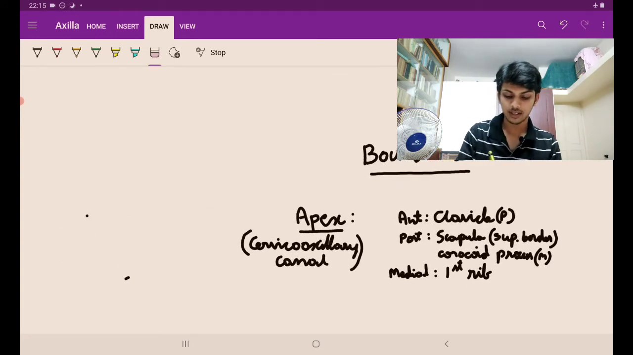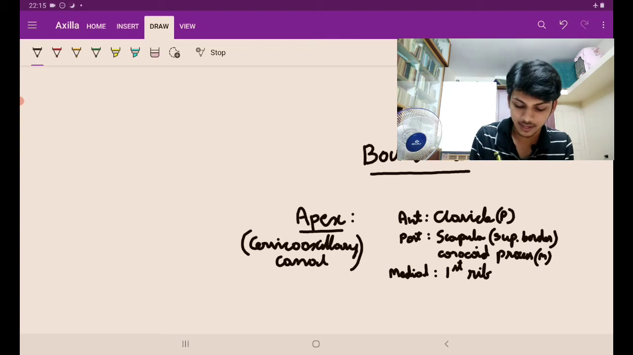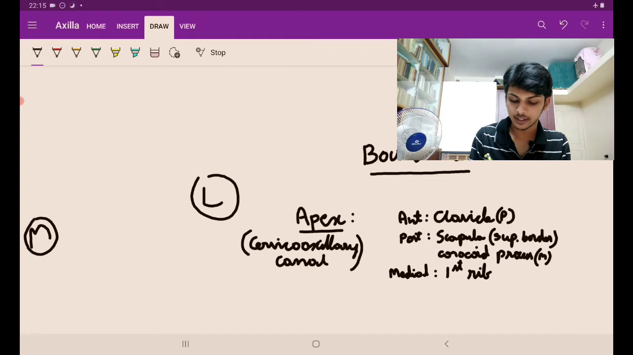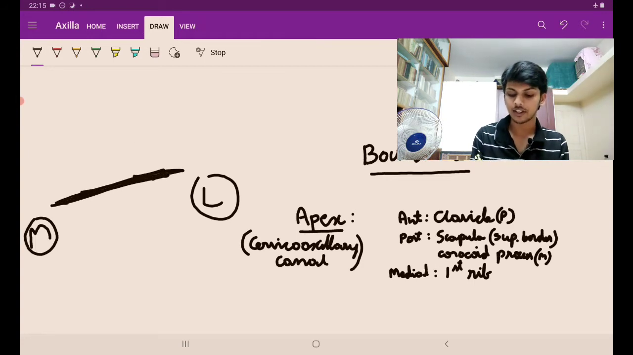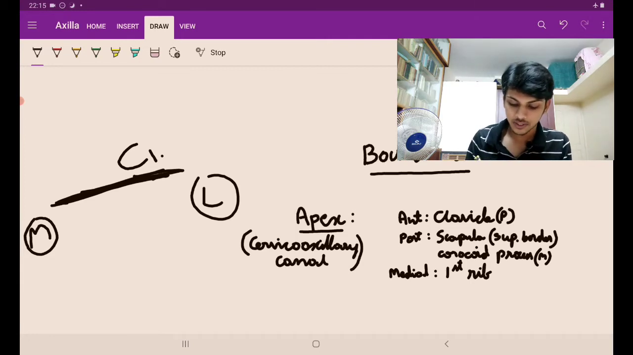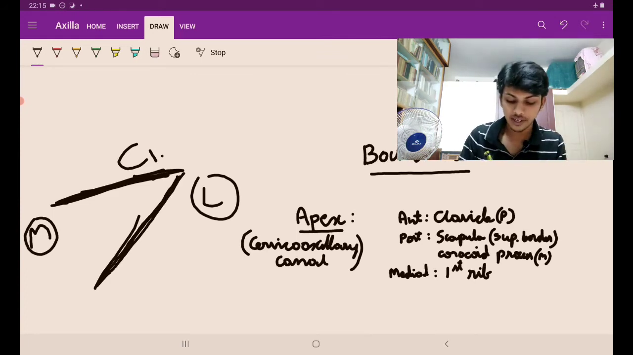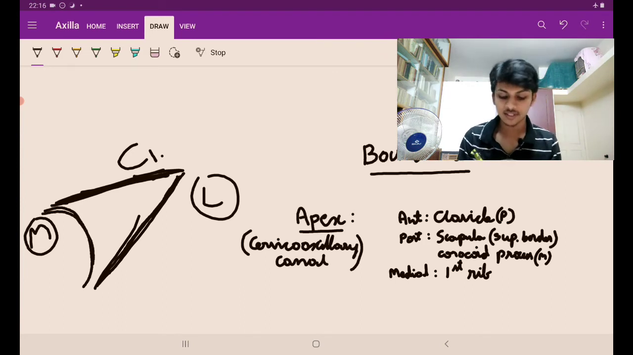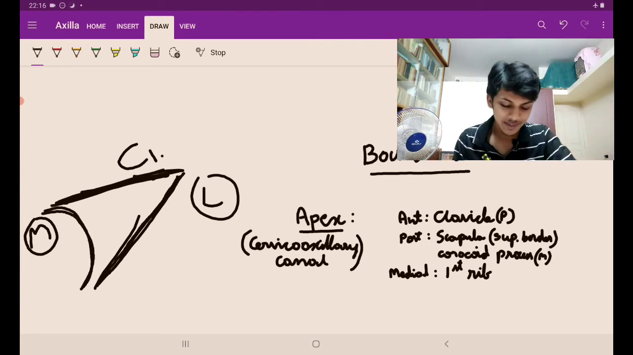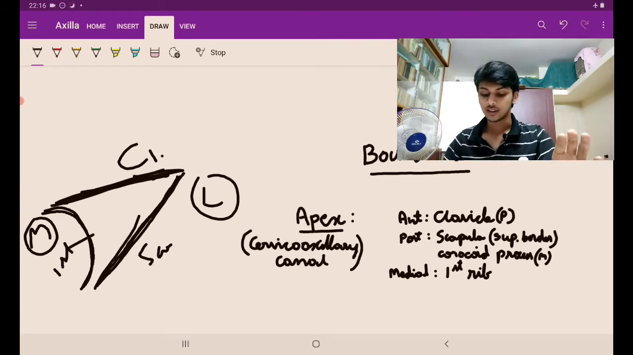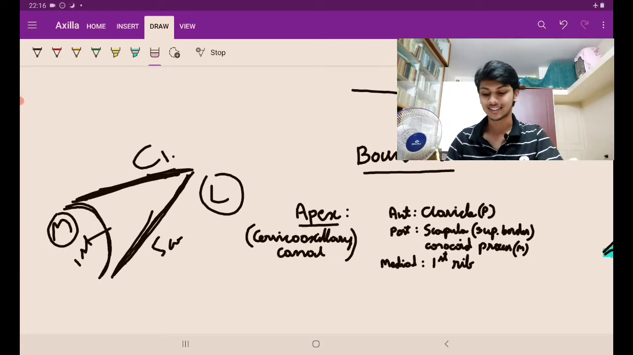See here, if I am drawing the right apex, medial, lateral, okay, then the anterior boundary is by the clavicle. This is the anterior boundary. Then the posterior boundary is formed by the superior border of scapula. What is the medial boundary formed by? A convex surface, first rib. So these are the boundaries of apex of the axilla. It's also called cervico-axillary canal.